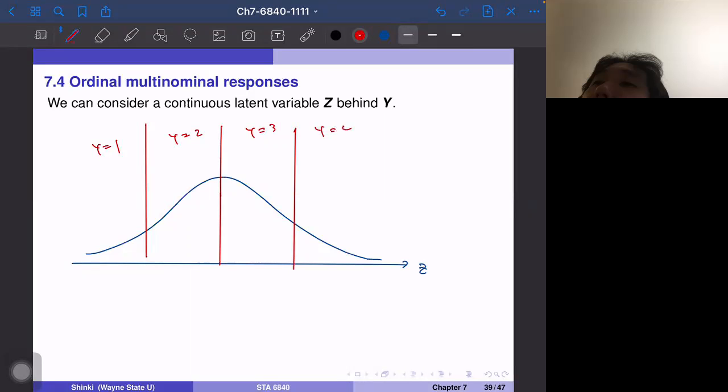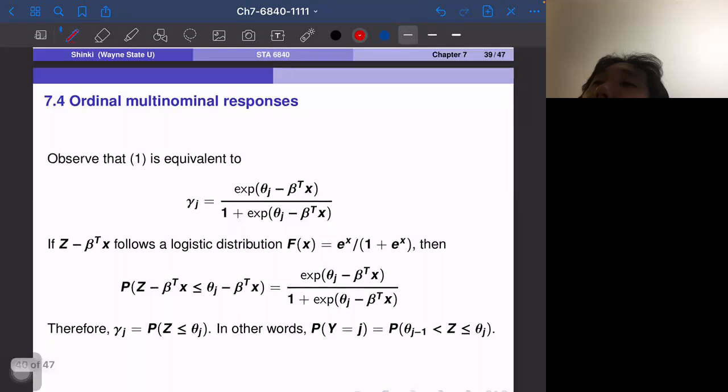So the idea is that if y has several levels, okay, suppose y has 4 levels, and these are continuous, but suppose that we have the underlying variable z, and this corresponds to y equal to 1. If z falls in this area, then it corresponds to y equal to 1. In this area, y is equal to 2, and 3 and 4. So in this way, we can transform this discrete random variable y into a continuous random variable z. And how to transform y to z?